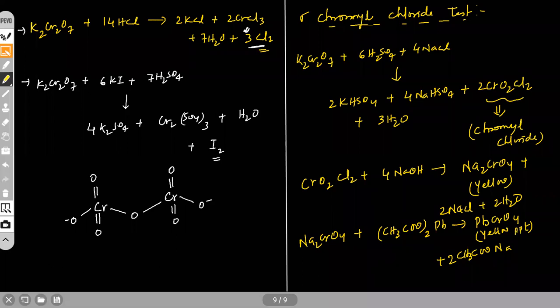One last reaction in this, write down. Acidified K2Cr2O7 reacts with H2O2 to give a deep blue solution due to formation of CrO5, an oxide of chromium.